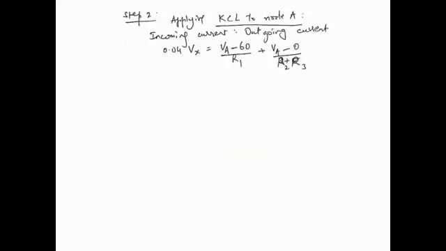And then we apply the second step, in which we apply Kirchhoff's current law to node A, where again the incoming current has to be equal to the outgoing current at node A. So we get 0.04 times Vx equal to (Va minus 60) by R1 plus (Va minus the ground reference) by (R2 plus R3).